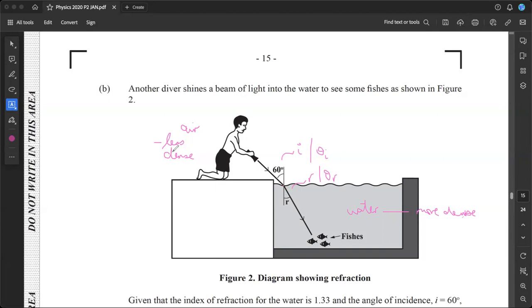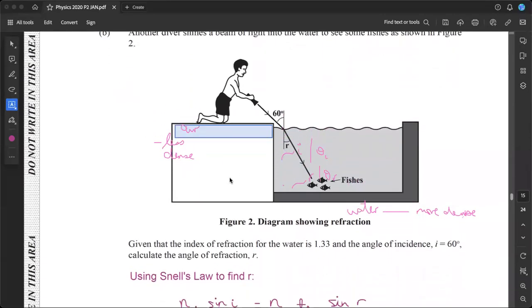And we see that we're going from a less dense medium to a more dense medium. And so the ray bends towards the normal because the light is being slowed down. So it bends towards the normal, and we see this angle in here as our refracted angle. Okay, so moving right along, let's go down and see what else is being asked.